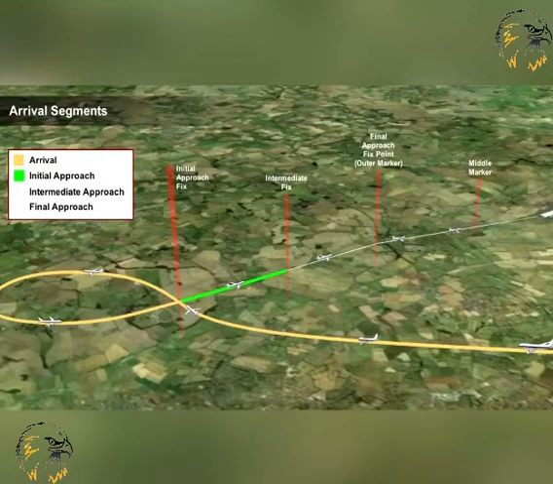There will be no intermediate fix as such, but the aircraft will be considered to be on an intermediate approach when it has completed the reversal manoeuvre and is inbound to the final approach fix or point.